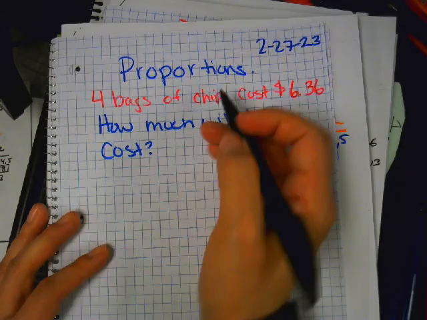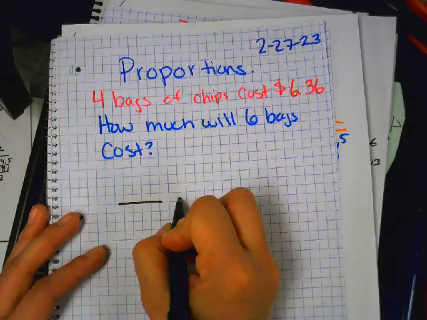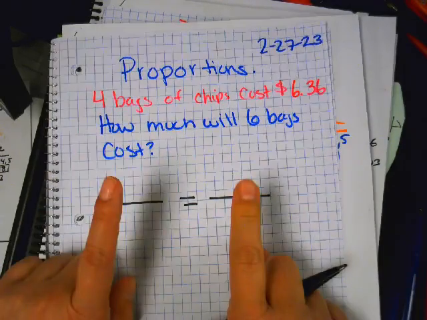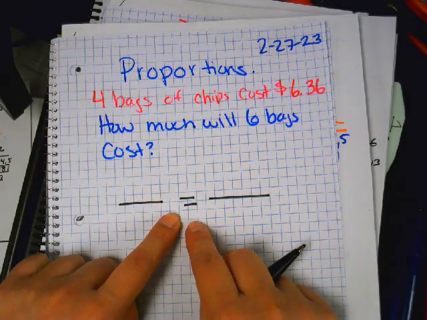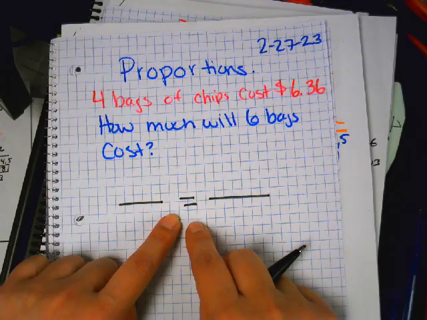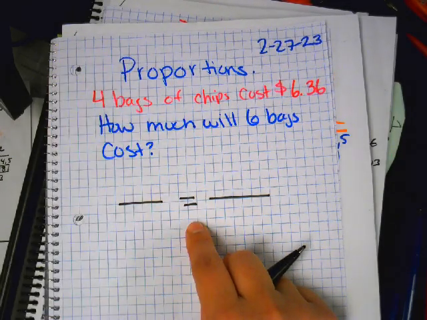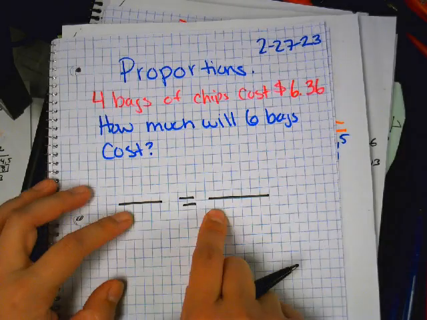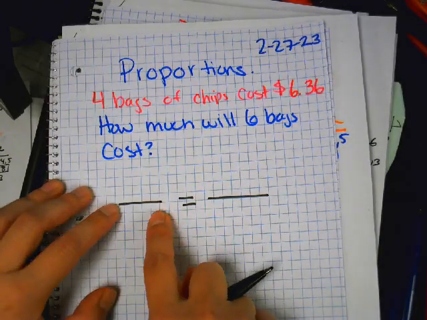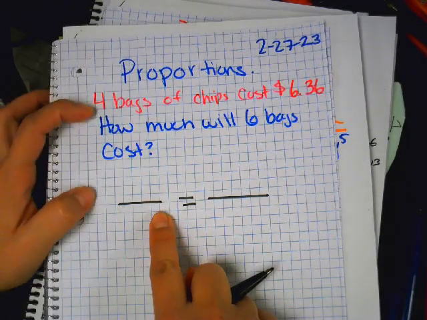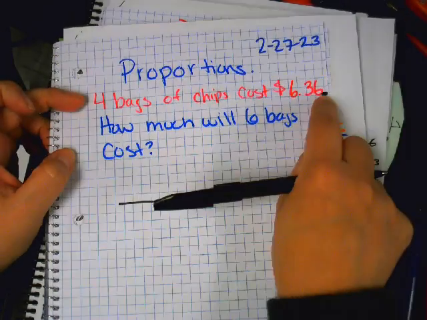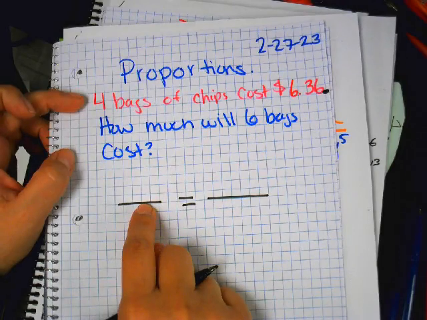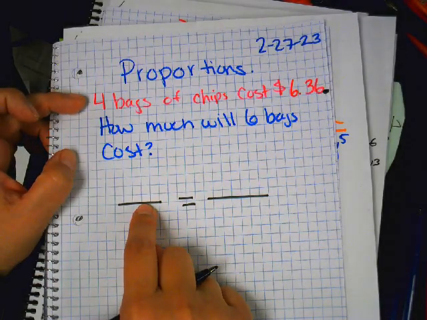A proportion is 2 fractions that are equal to each other. Maybe some of you did this in 6th grade. All right, so 2 fractions set equal to each other. Your first fraction is your first sentence. Your first sentence is going to give you your first fraction. So what are the 2 things we're talking about in our first sentence?